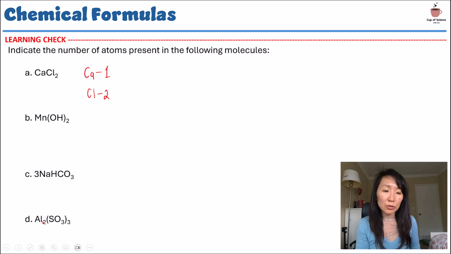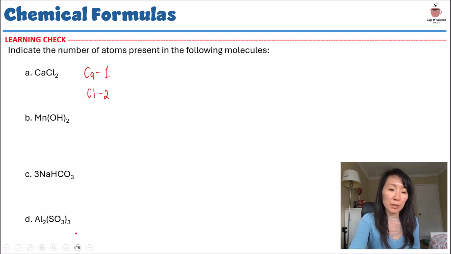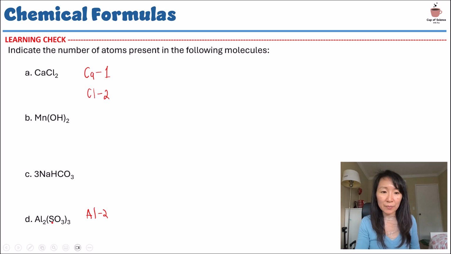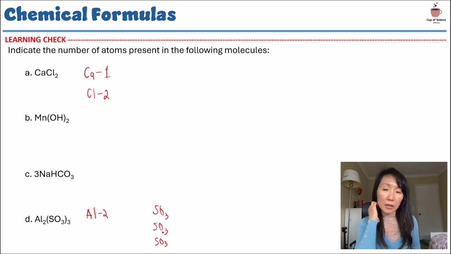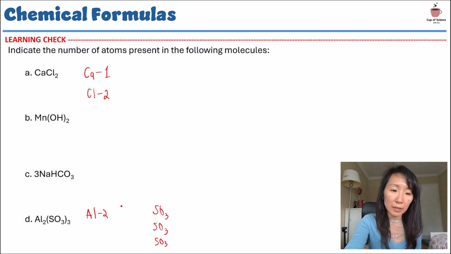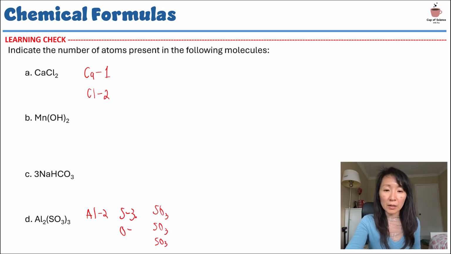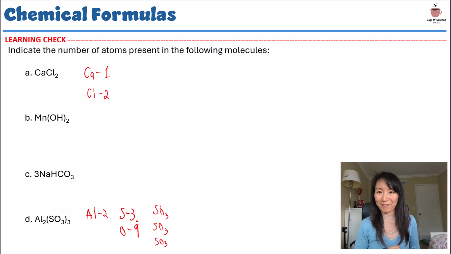This one shows that there are 2 aluminum, so Al, there are 2 of them. How about how many S's? Well, this parentheses 3 is showing that there are 3 of the SO3s. So there's 1, 2, 3. There are 3 of the S's. So how many sulfur are present? There are 3. How many oxygens are present? 3, 6, 9. There is another way to go about this.